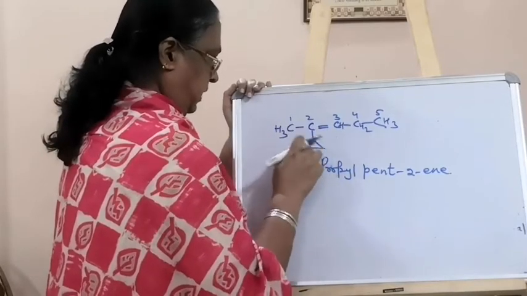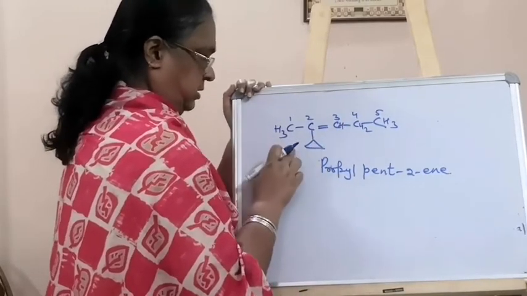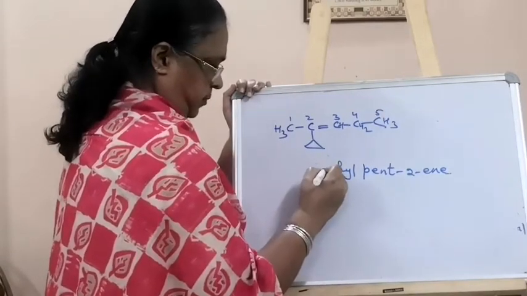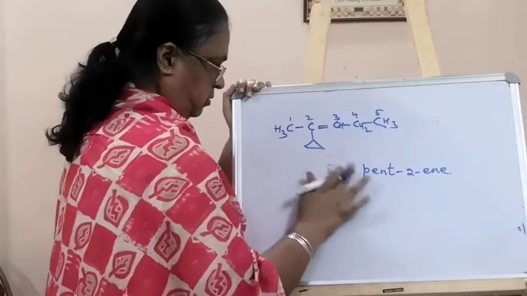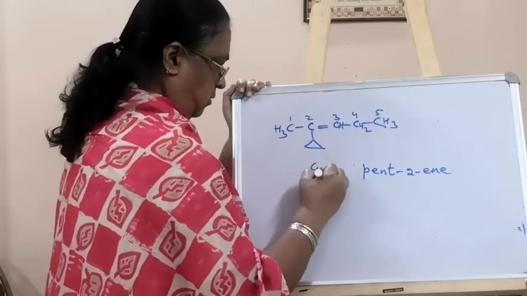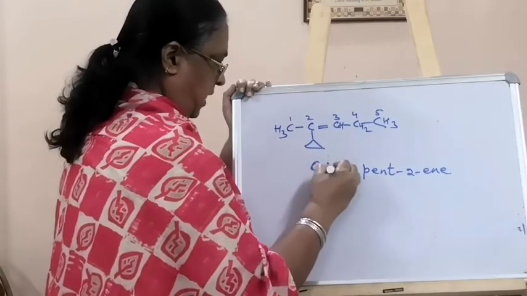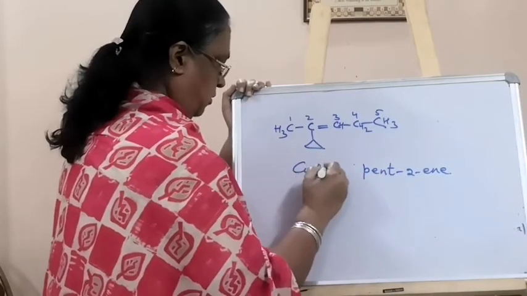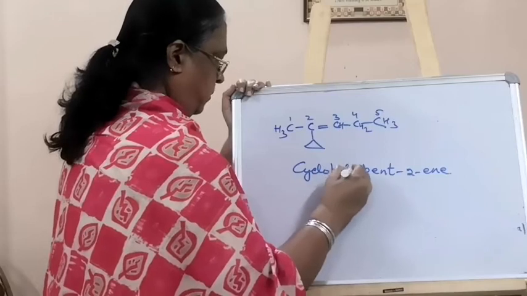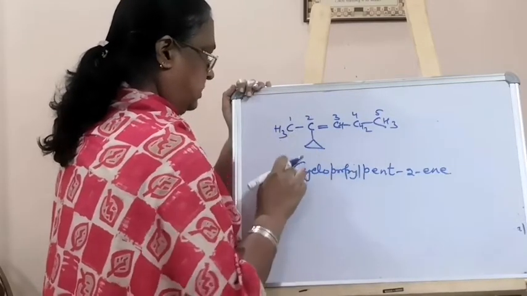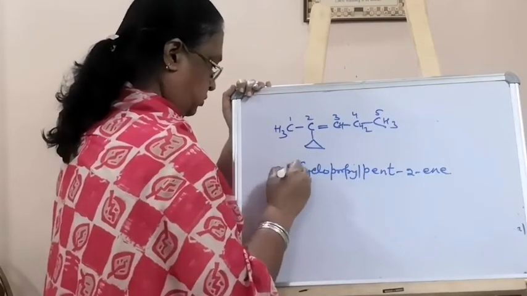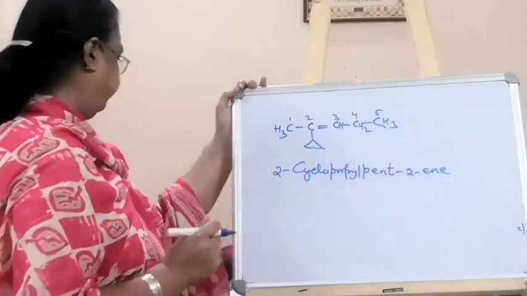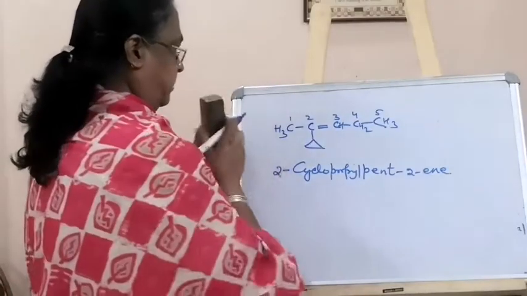This propyl is at 2, but this is not straight. It will be cyclo, cyclo with a small c. Cyclopropyl. And the cyclopropyl is at 2. So 2-cyclopropylpent-2-ene. Next example.